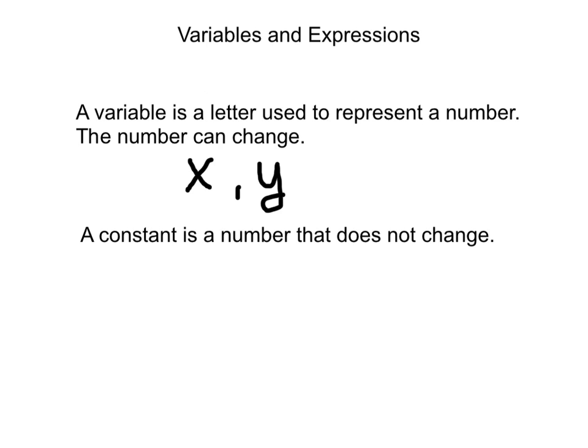A constant is a number that does not change. Examples of constants would be the number 5, or maybe a fraction like 1/3, or a decimal like 0.7. Those are all examples of numbers that do not change. 5 is always 5. 0.7 is always 0.7.